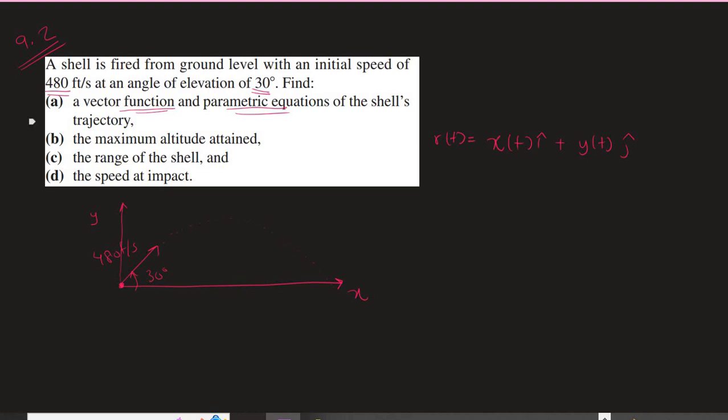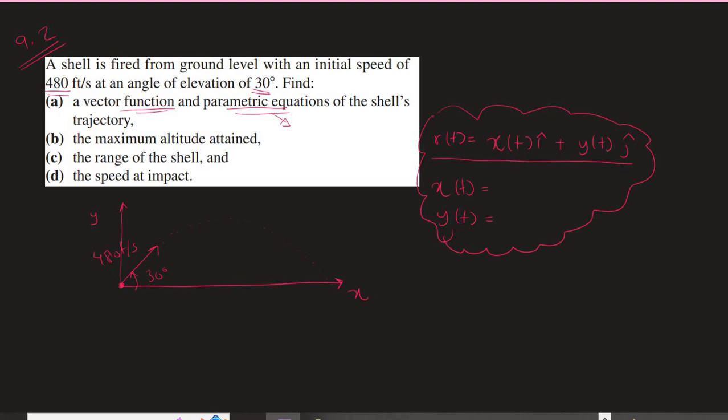And then the parametric equations are simply the equations of the vector function. So this is the vector function, and parametric equations are just x of t equals and y of t equals. So this is our goal to get to. Okay, now let's get started.